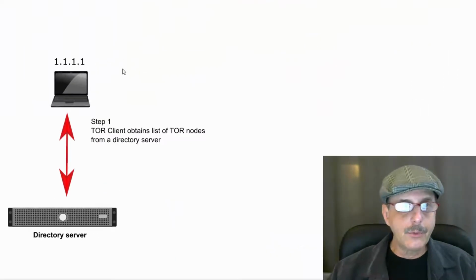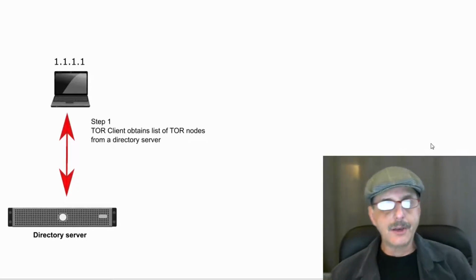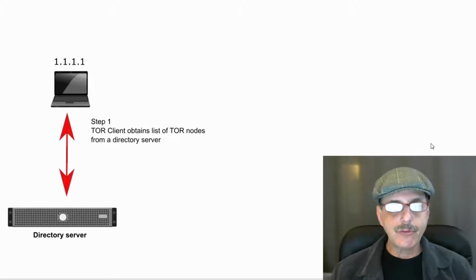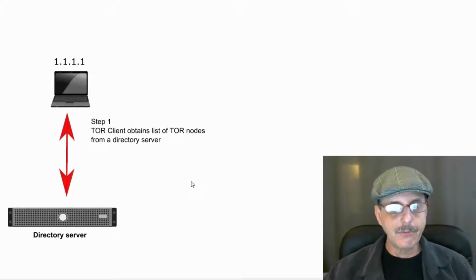Okay, so here we see my PC. Imagine this is my PC here, and I want to connect to the TOR network. How does it do that? Well, the first thing it does is it obtains a list of TOR nodes from a directory server, and you can see that here. That's going to be three TOR nodes. Remember that we saw that a minute ago in the TOR browser itself.